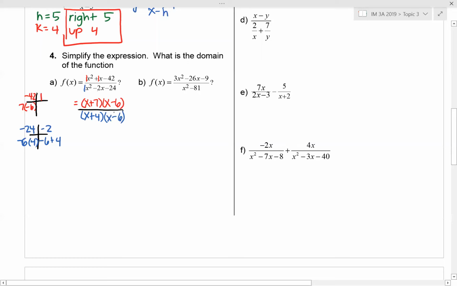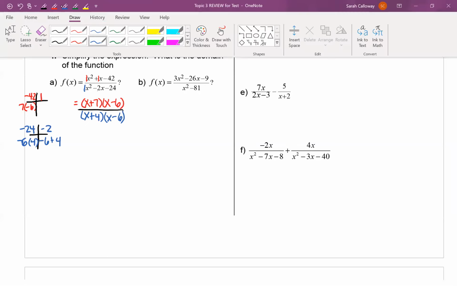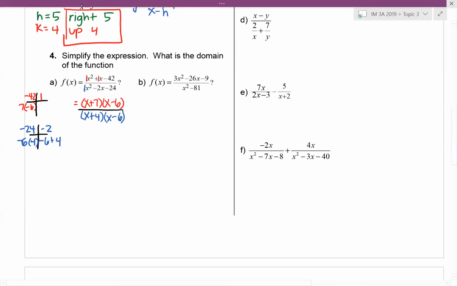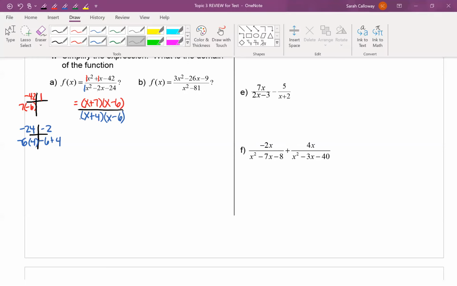And again, I could just use the product sum table because my a was 1. So notice that in b, when a isn't 1 in the numerator, that's going to mean that I have to use grouping in order to factor that numerator. So let's talk about the domain first, because we need to reduce like factors.